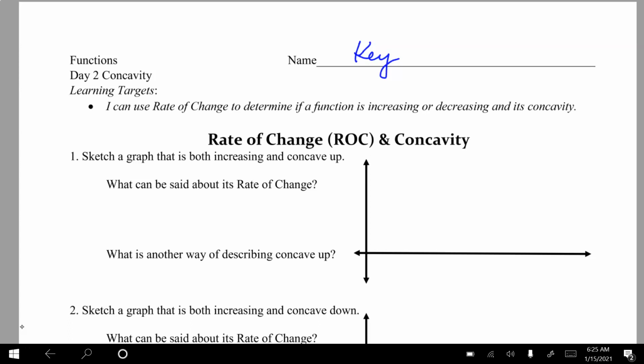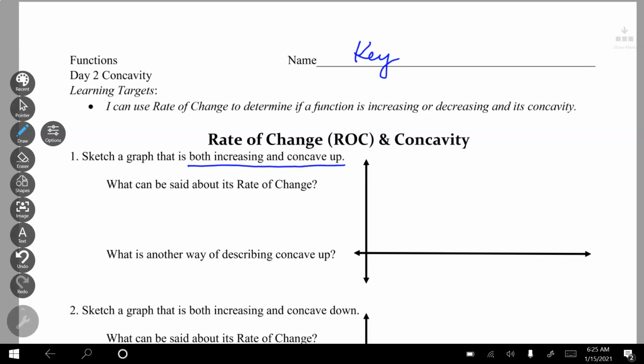I want to draw something that's both increasing and concave up, and I just made everything in quadrant 1, but this graph could be anywhere, any of the quadrants. Just for ease, I made everything in quadrant 1. Something that is increasing has to go uphill and curving up, something like this. So what can we say about its rate of change?